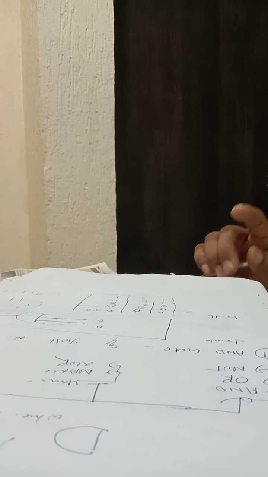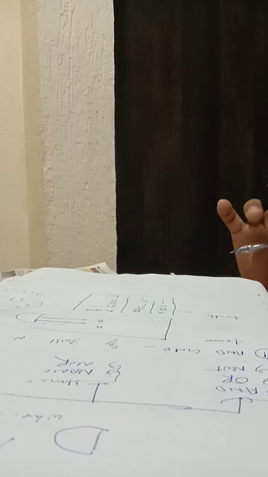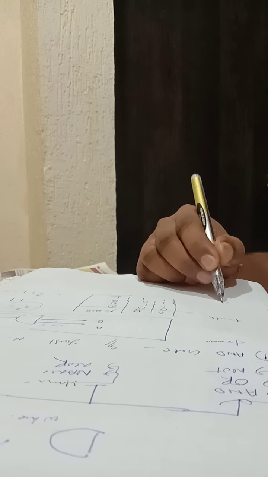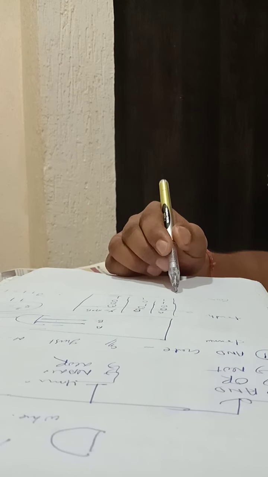In other words, we can say that the output of the AND gate is 0 if any input signal is 0. Now we are representing the circuit diagram of the AND gate.